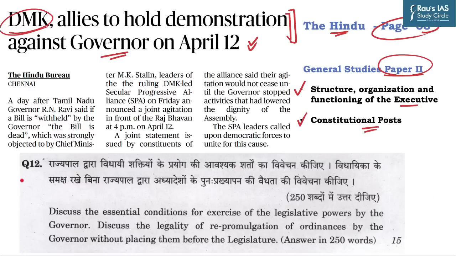Moreover, in the year 2022, UPSC has specifically asked a question on the legislative powers of governor. So today we will try to analyze the aspects related to governor, how he is appointed, what are the qualifications required, powers and functions of governor, and the issues which are associated with the office of governor, and finally we will see a few recommendations regarding the same.